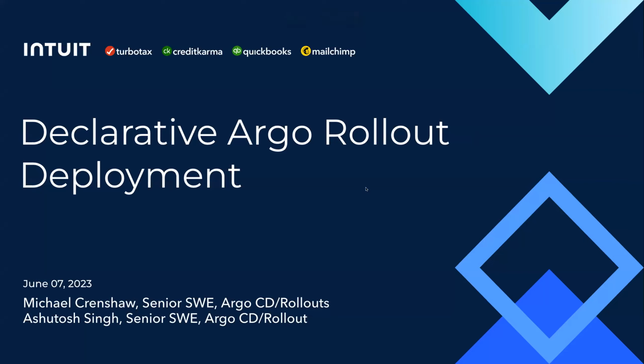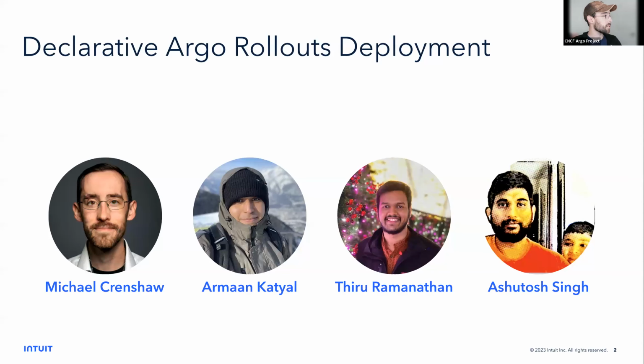Thank you. So we used a new feature, which will be in Argo CD 2.8 called ApplicationSet plugin generator to enable declarative Argo Rollouts configuration and deployment at Intuit. So this was primarily worked on by myself and Ashutosh. A couple other folks helped us test and validate it internally and work on docs. So thanks to Arman and Thiru for that help.